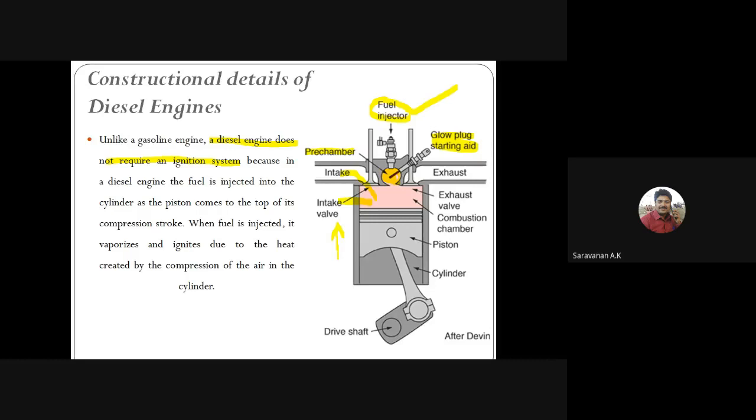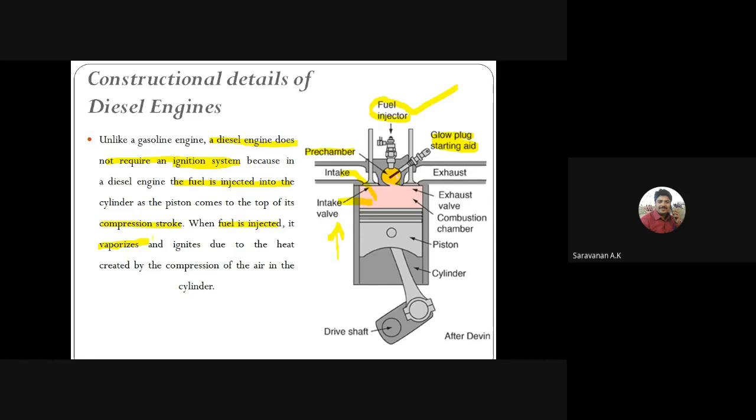So here we are not using any ignition system, right? Why? Because in diesel engines, the fuel is injected into the cylinder through the fuel injector at the end of the compression stroke. When the fuel is injected, it vaporizes. The fuel injector injects the fuel in small, fine droplets, and it is vaporized, right?